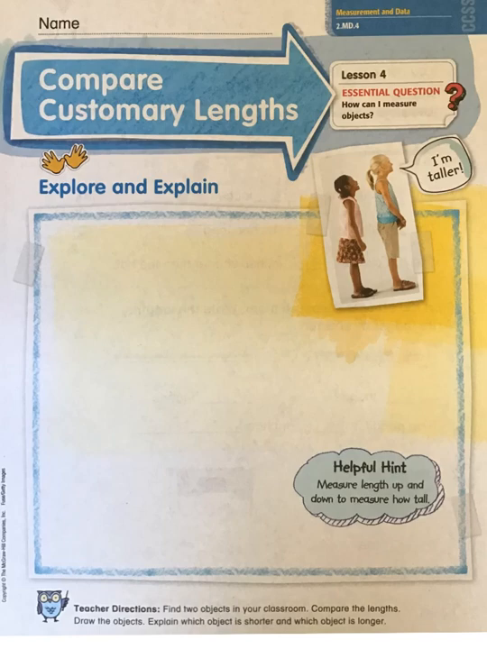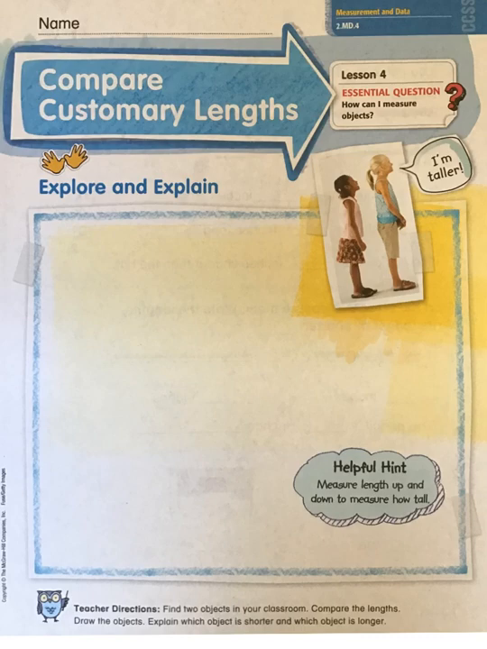Okay, friends, today we're comparing lengths. We have talked about inches and we've talked about yards. So today we're going to take objects and compare them in length to see which one is longer and which one is shorter. At the bottom of the page, it says to find two objects in your classroom, compare the lengths, and explain which object is shorter and which one is longer. You guys don't need to draw today because I'm going to go ahead and put in those pictures for you.